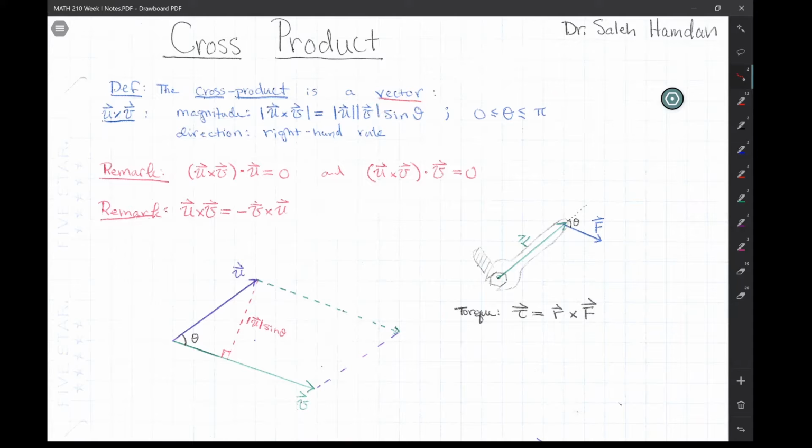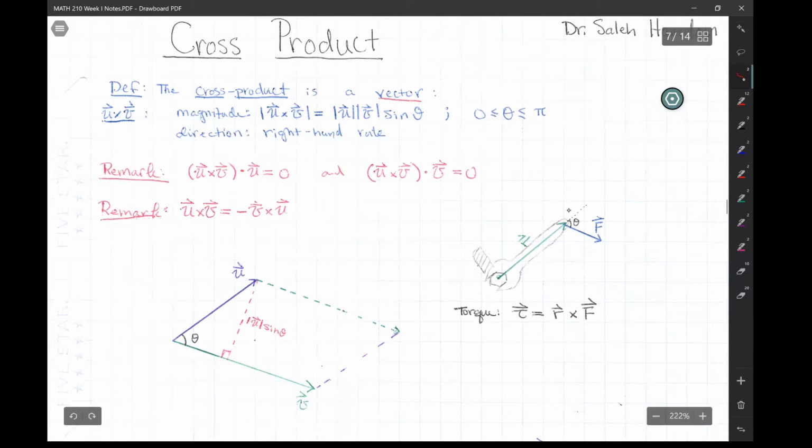The max it could be is 1. And when is it 1? Well, it's 1 when theta is actually 90 degrees, so pi over 2. Okay? So when R and F are orthogonal, the magnitude of the cross product will be the maximum.